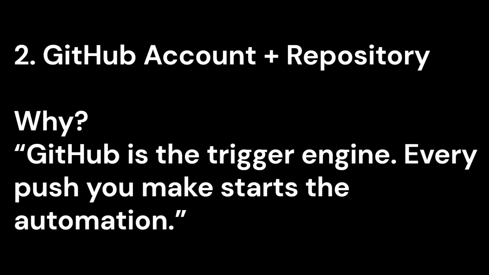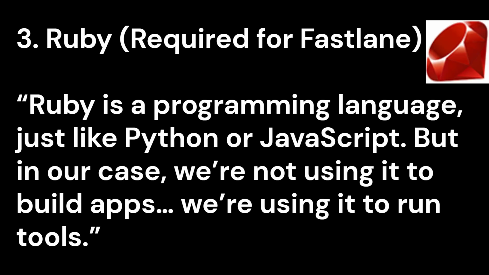2. GitHub account plus repository. Why? GitHub is the trigger engine. Every push you make starts the automation. 3. Ruby, required for Fastlane.